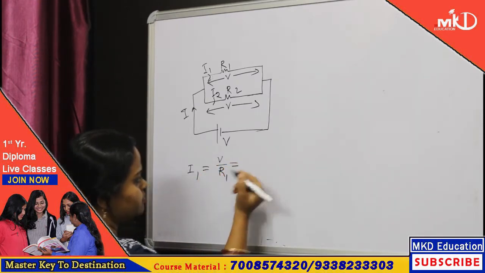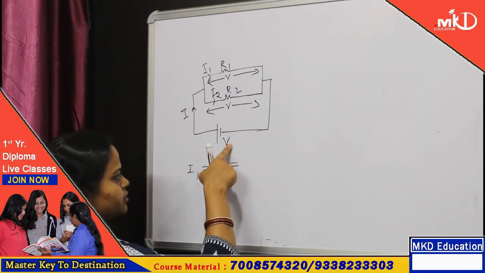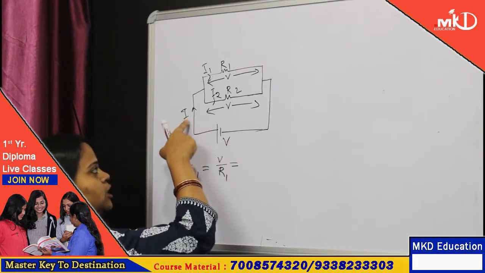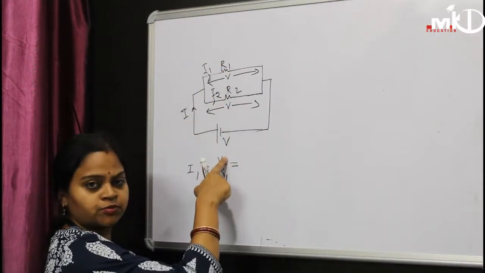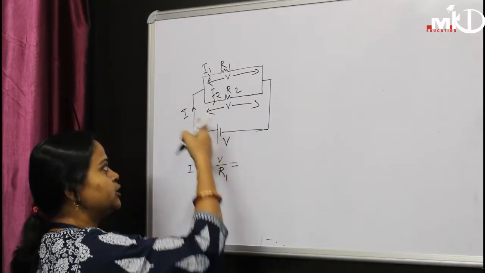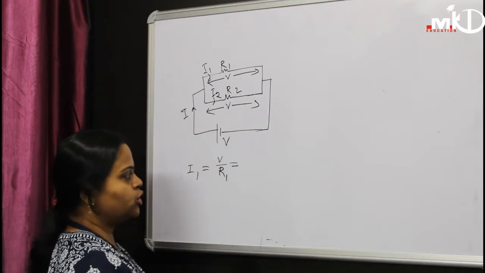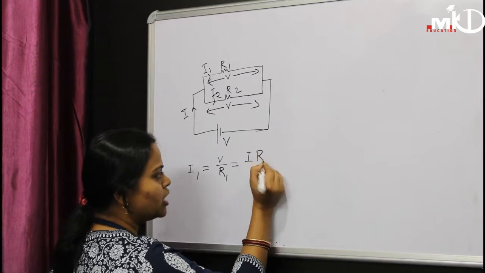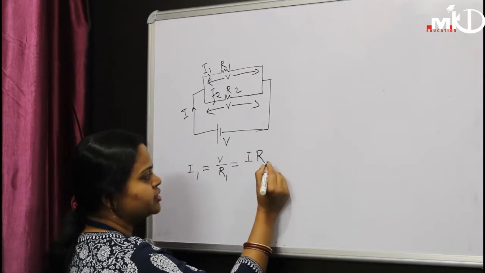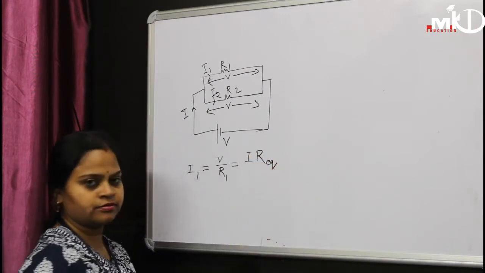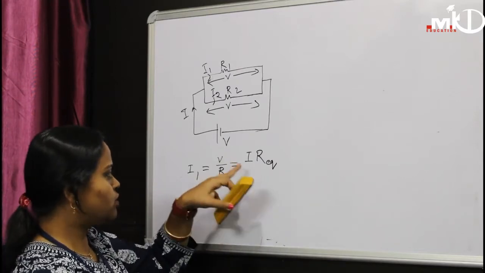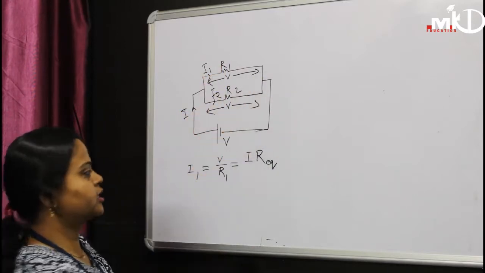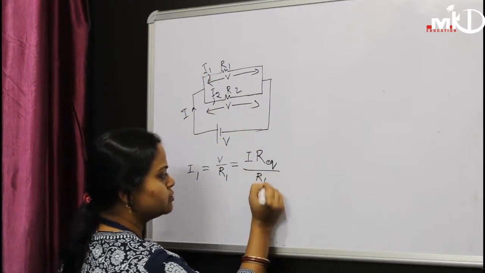Then, we need to find the value of I1 in terms of the total current and resistance, not in terms of V. So we have to convert V into I. According to Ohm's law, V is equal to I into R, and here this R means R equivalent of the circuit. V is equal to I into R. So this R means the total equivalent resistance of the circuit, divided by R1.